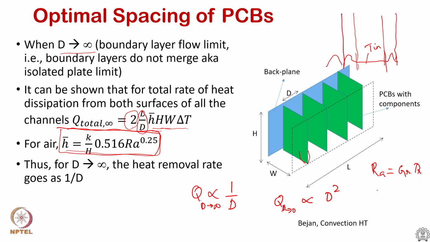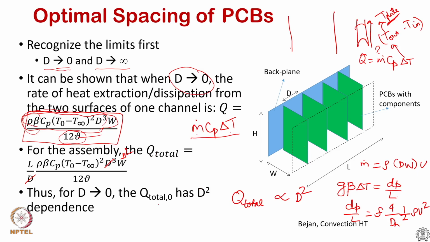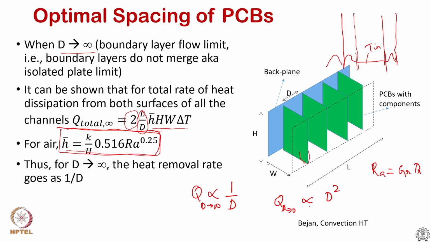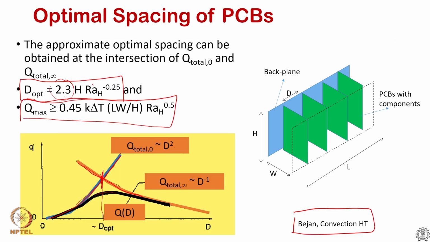And so, these two limits in the previous case, the D had a proportionality factor of Q proportional to D square. In the isolated plate limit, Q is proportional to 1 by D. So, with these two limits, now we combine them together, and if you equate the Q and calculate a D from these expressions, you get D optimum equal to 2.3 times the height of the plate. This is the height, and the Rayleigh number based on the height is raised to the power of minus 0.25.